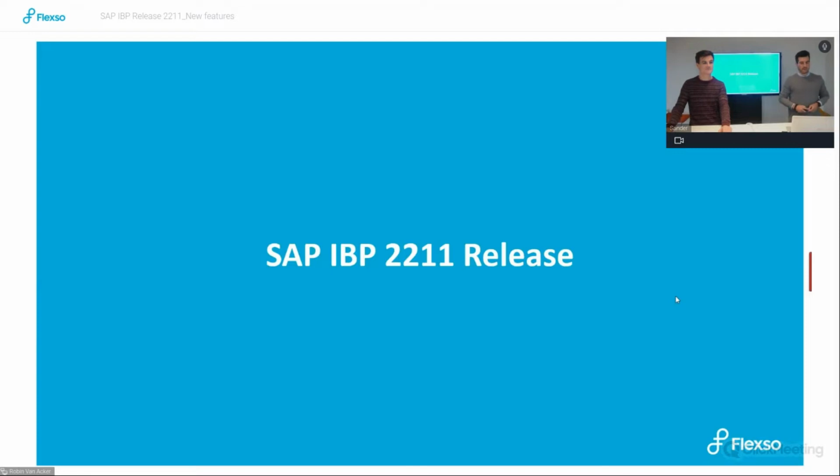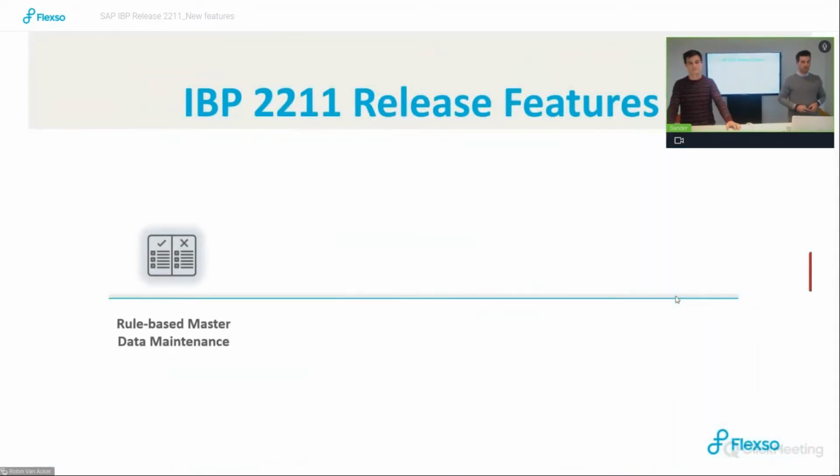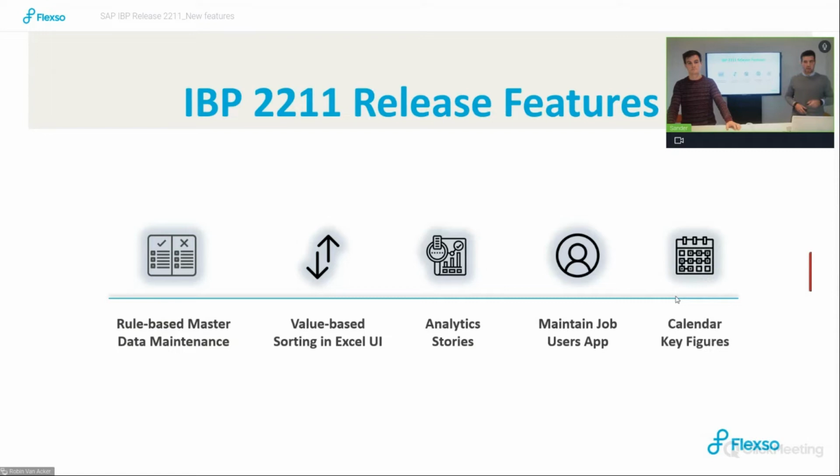We are here today for our SAP IBP 2211 release, and Sander and I have picked a few highlights which we want to show you and tell you about. We have picked handily 5 features which we will discuss today. We have a rule-based master data maintenance option. We have value-based sorting in the Excel UI. We have analytic stories which IBP has introduced. We have a new app to maintain the job users, and we also have calendar key figures. So let's take a look at one of each of these topics, and we will shortly tease you what they can bring you and what value they can pose for your organization.